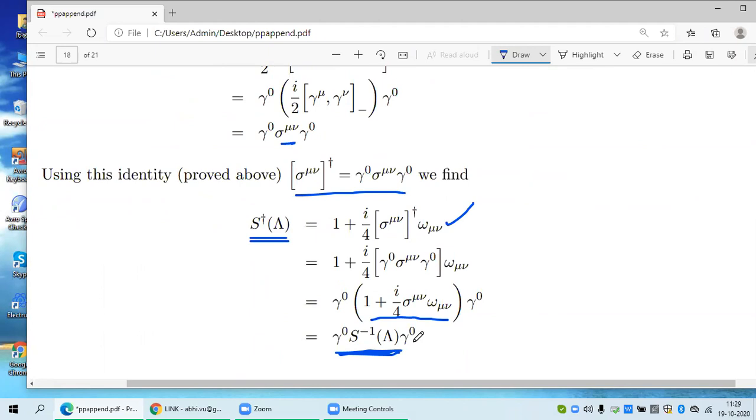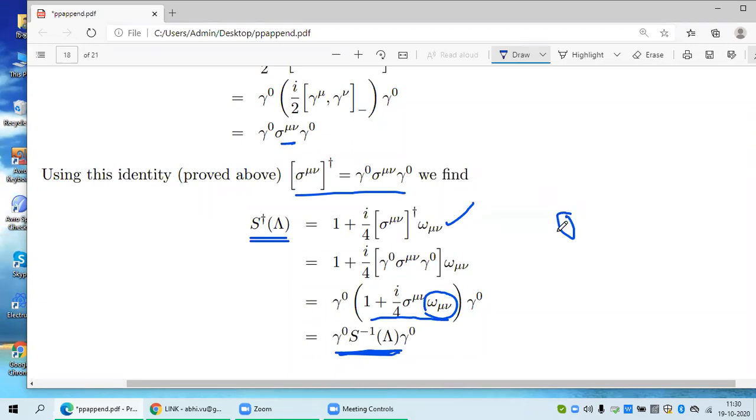Sir, why are we not taking the dagger of omega? Omega is the Lorentz transformation parameters. Firstly, they are not matrices, they are just numbers. Omega mu nu for a given mu nu is a particular number, and they are antisymmetric. There are 6 numbers, and the 6 numbers correspond to the Lorentz boost and Lorentz rotation. So they are real numbers, not a matrix. For a given mu nu, omega mu nu is not a matrix, but sigma mu nu itself is a matrix.